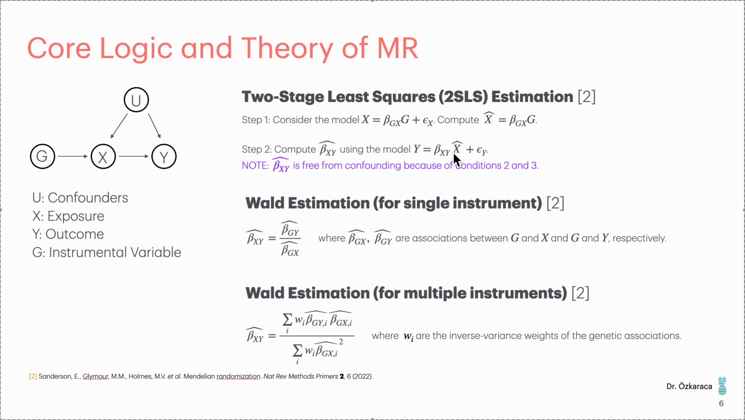And the slope of this model is enabling us to estimate the causal effect of X on Y. And this estimate is free from confounding due to the MR assumptions, specifically assumptions 2 and 3.